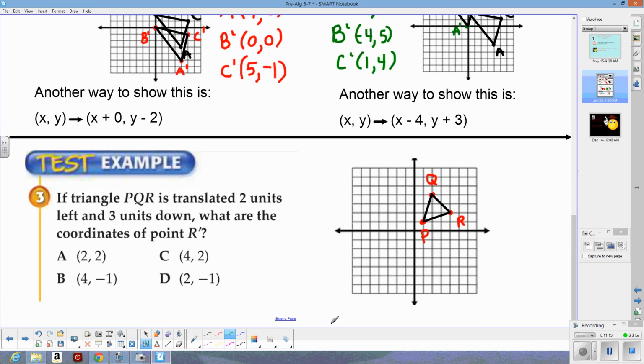The last example says if triangle PQR is translated 2 units left and 3 units down, what are the coordinates of point R prime? Well, we really only need to look at R to figure out where R prime is going. And it's going to be 3 units down and 2 units left. So I'm going to take R and I'm going to move it 2 units to the left and 3 units down. So right there is where we would find R prime. And the coordinates for that point is 2, negative 1. So the correct answer is D.